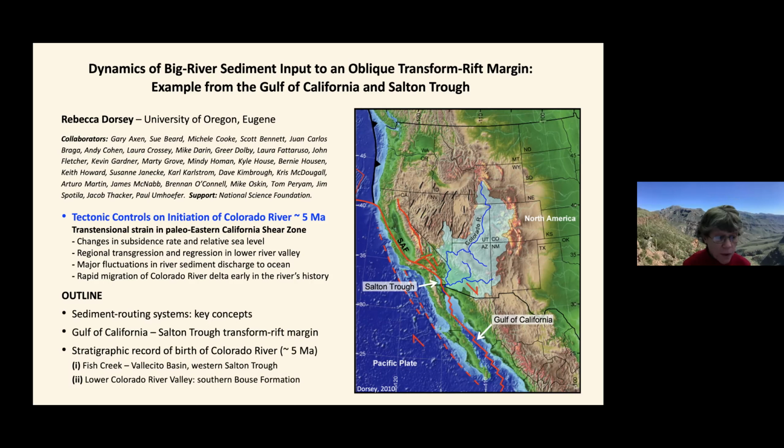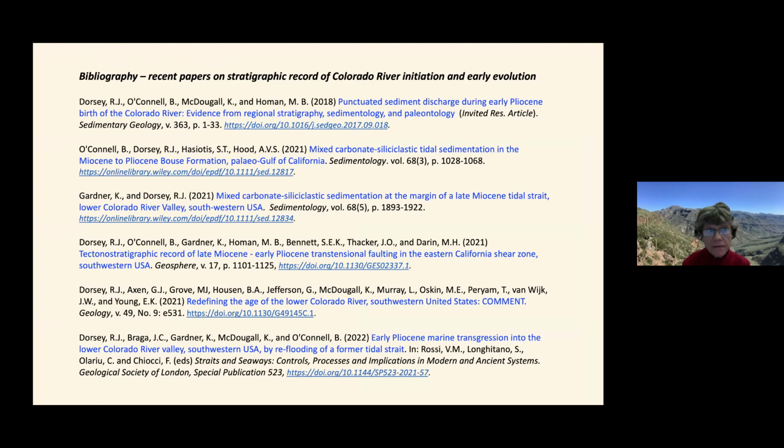So to do that, we're going to take a quick look at key concepts in sediment routing systems. I'll introduce you to the Gulf of California Salton Trough Transform Rift Margin, and then we'll take a quick look at the stratigraphic record of the birth of the Colorado River at 2 study locations in the Fish Creek Vallecito Basin and the lower Colorado River Valley. So this is a list of recent papers with lots of data that support the conclusions that I'll present to you here today.